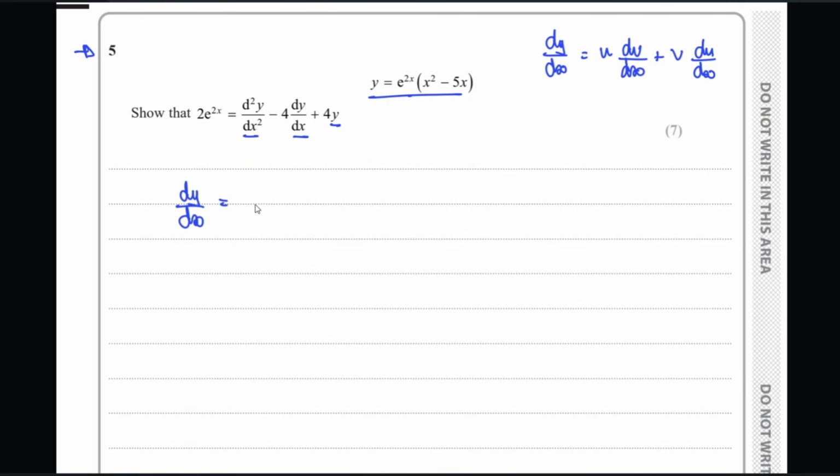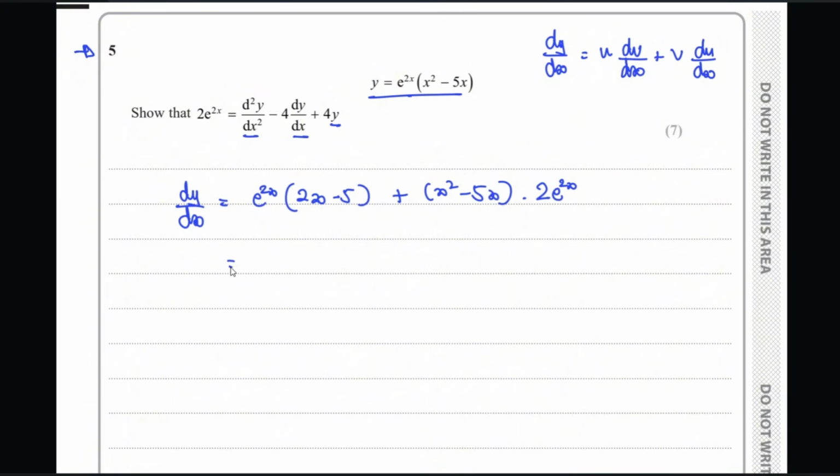Let's apply that. dy by dx would be e to the power 2x, which is u, times dv over dx. So we need to differentiate the bracket. If we differentiate the bracket, we will get 2x minus 5. So that is u dv over dx. Now, plus v, which is x squared minus 5x, times du over dx. If we differentiate e to the power 2x, we will get 2 times e to the power 2x.